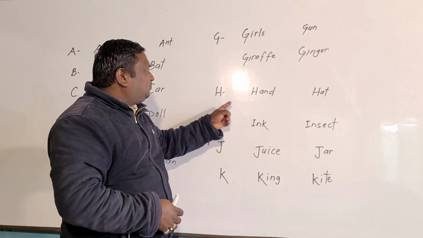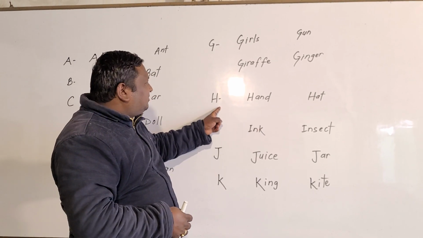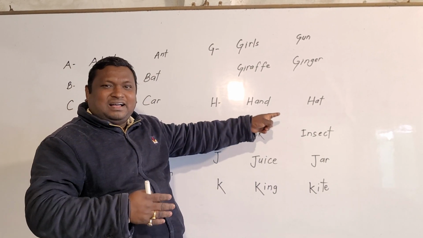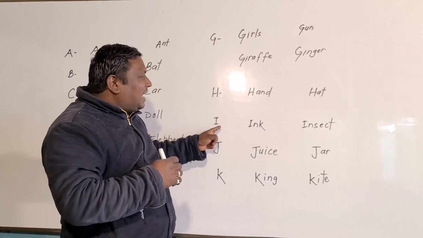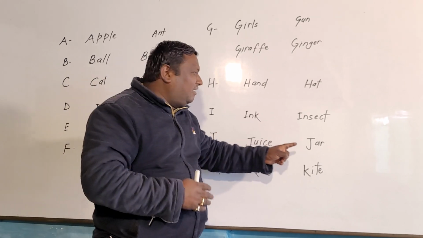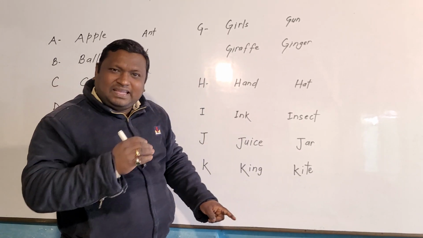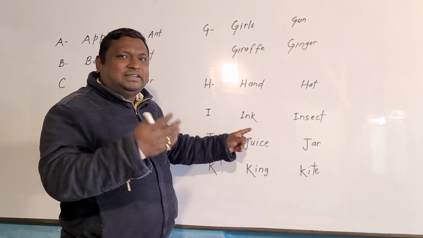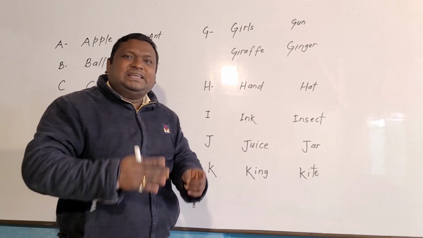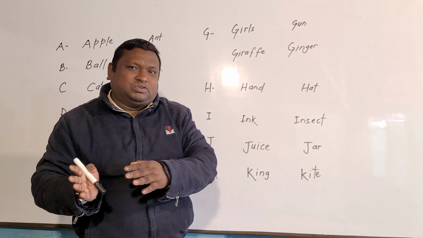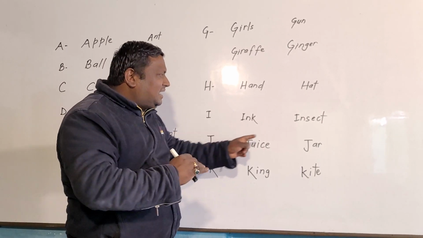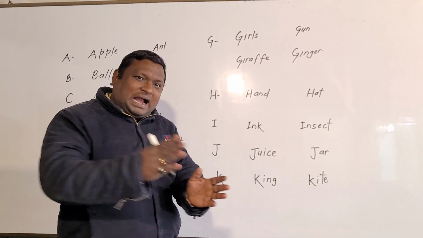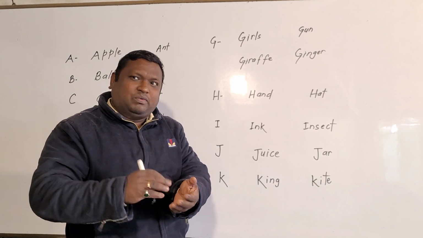Now come to H. Hand, hat. H for hand and H for hat. Ha, ha, ha. I for ink and I for insect. E, E, E. E sound is coming. We cannot say ice cream. If I say ice cream, it has a different sound. Ink, insect, same sound, but ice cream is a different sound, right?